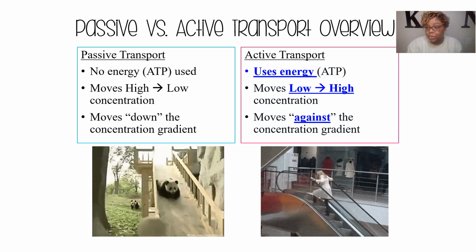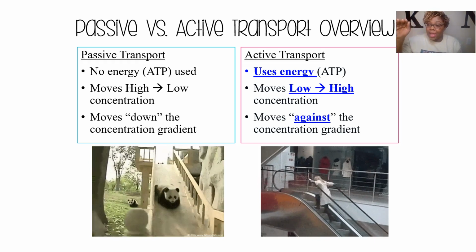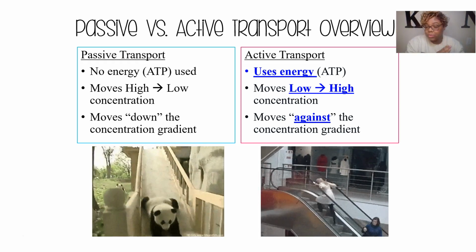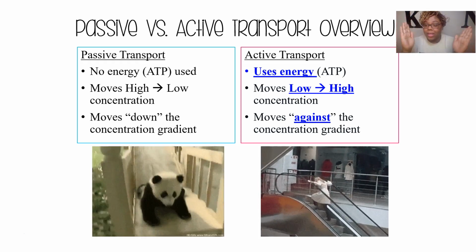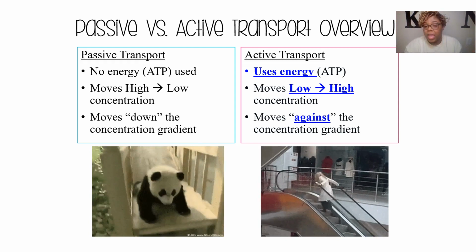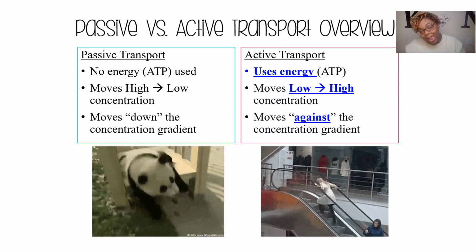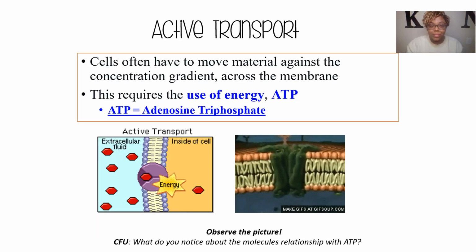So active transport moves from low to high or against the concentration gradient. Again, active transport moves from low to high or against the concentration gradient. And because it moves against it, she is using energy, or active transport does use energy.